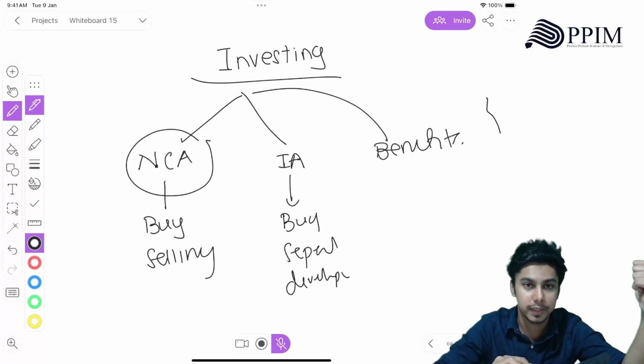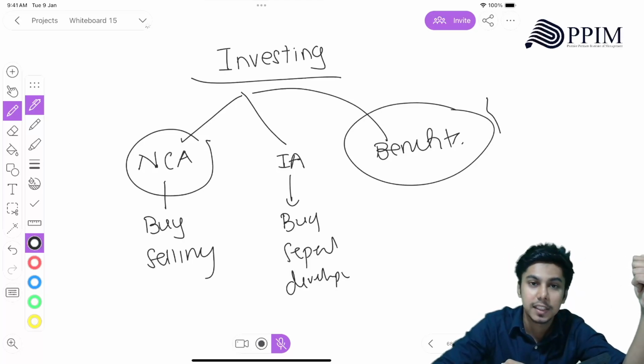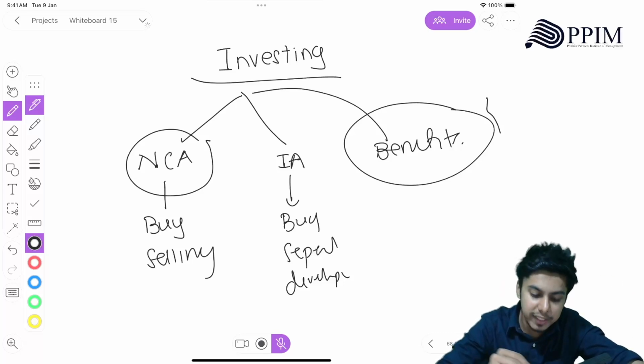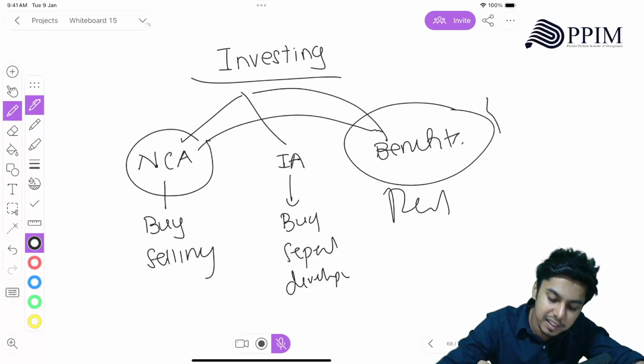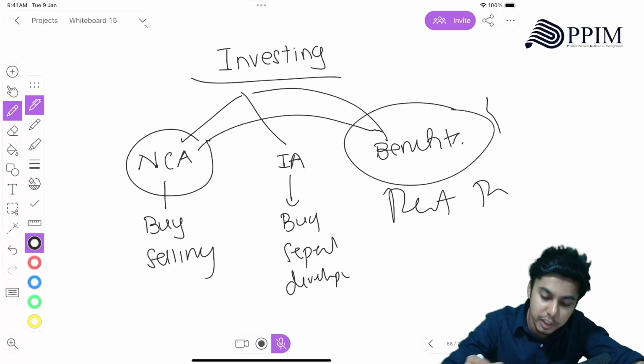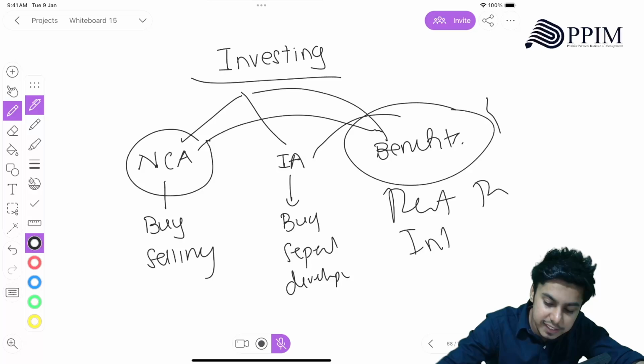And also benefits, guys. Normally what are the benefits that we get from these two? From non-current assets, the benefit is rent received. Okay. From intangible assets, what are the benefits we get? Interest received.